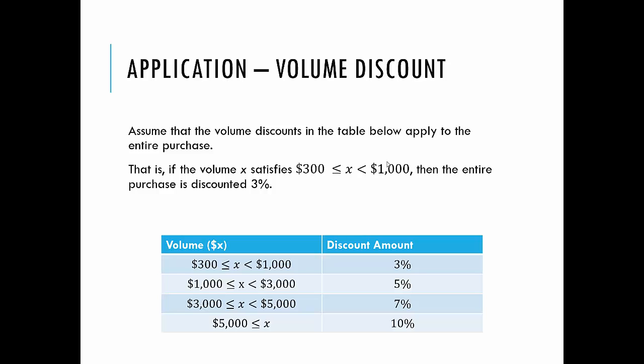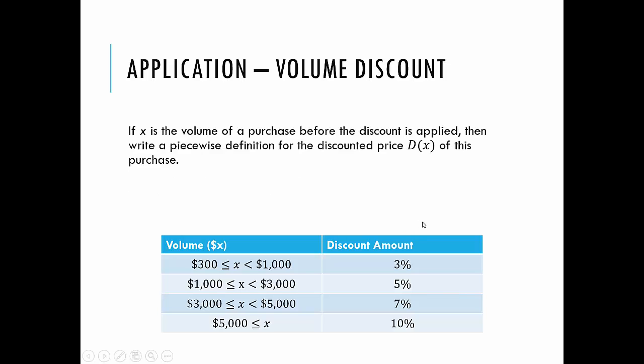Let's look at an application of limits. Assume the volume discounts in the table below apply to an entire purchase. So in other words, if you're between 300 and 1,000, 3%; 1,000 and 3,000, 5%, and so on. If x is the volume of a purchase before the discount is applied, then write a piecewise definition. So remember, a piecewise function is where you have one piece, which is one function, then a next one, and so on.